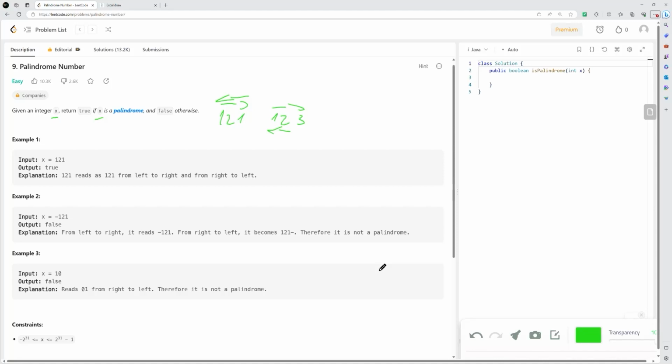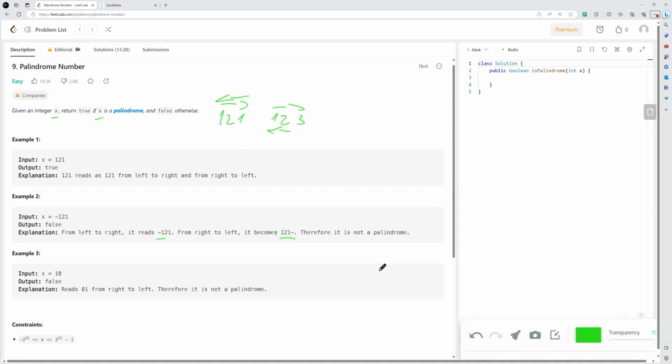And also in the example here, we have the same example that we just went through, 121, which is a palindrome, and in the second example we have a negative number, which can never be a palindrome, since if we read it from the other side, mathematically it doesn't make sense. So that's our first hint, that a negative number cannot be a palindrome.